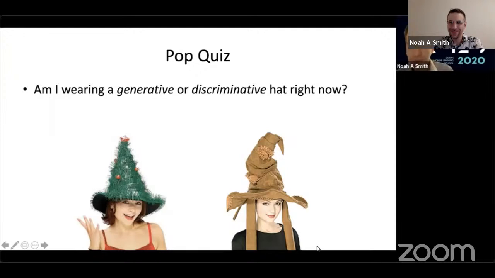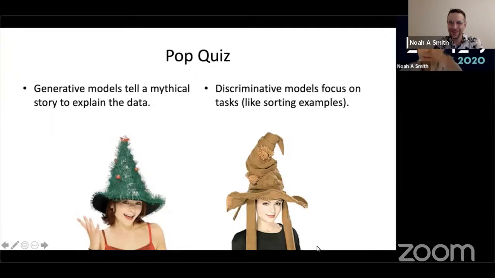Okay, so to dive in a little more on this, generative models are models that tell some kind of a mythical story to explain where our data came from. They are often used these days in various use cases to sample fake data. So with a generative model, you can generate a sample from the distribution and see something that isn't real data, but maybe looks, if you've done a good job with your modeling, like real data.